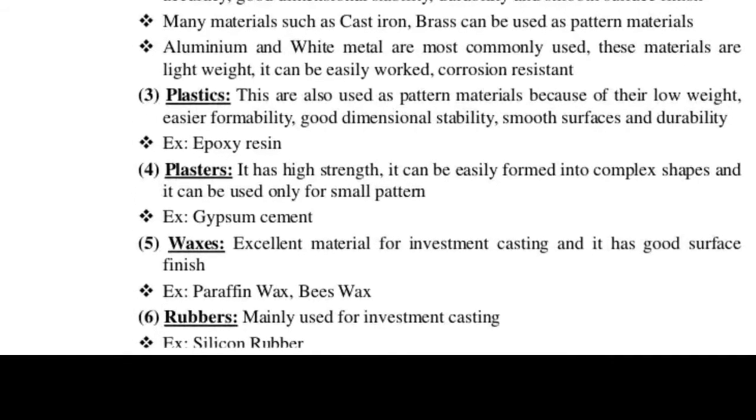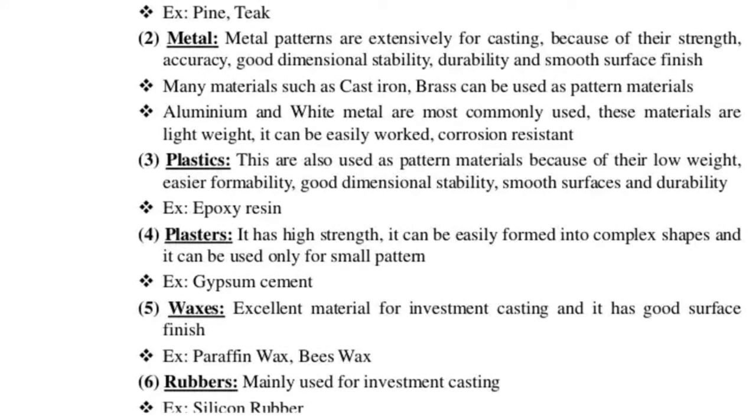Then the next material, that is waxes. It is an excellent material for investment casting and it has good surface finish. Examples are paraffin wax and beeswax. The last material is rubber. It is mainly used for investment casting. The example is silicone rubber. So investment casting is one type of casting where wax or rubber patterns are used.